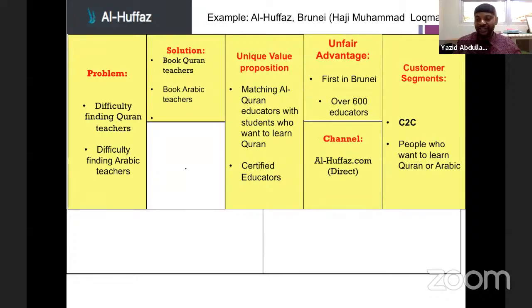That unfair advantage is that Al-Hufaz already has over 600 educators in Brunei, Quran educators and Arabic teachers that are already registered with Al-Hufaz. So a lot of the memorizers of Quran that want to teach Quran, they're already registered with Al-Hufaz. So if you were to try to imitate them today, it's very difficult to get these people away from them. They already have them. The same thing with Gojek, they already have what? Many of the taxi drivers, Gojek and Grab. So difficult to imitate them, and that's the unfair advantage they have.